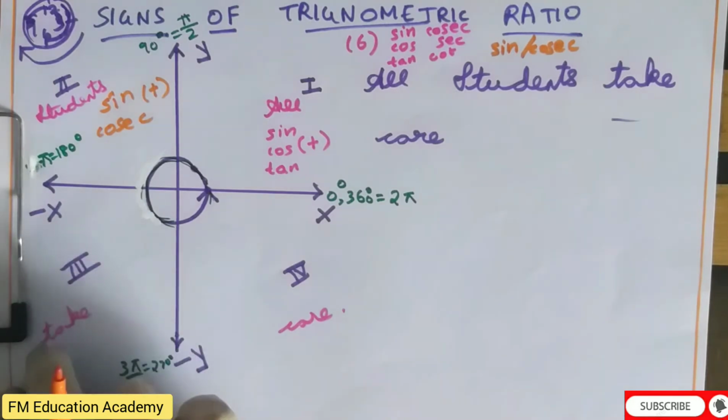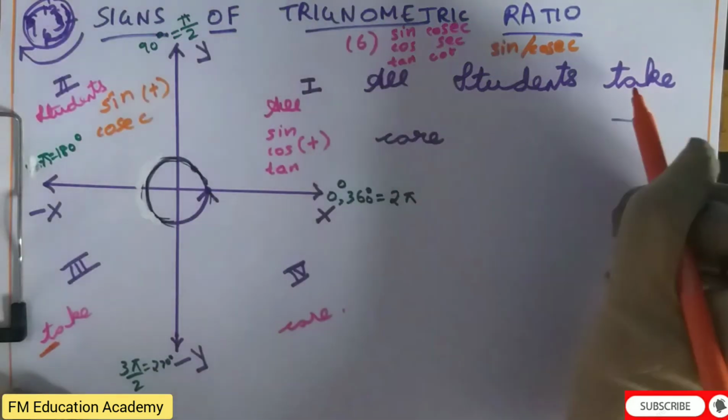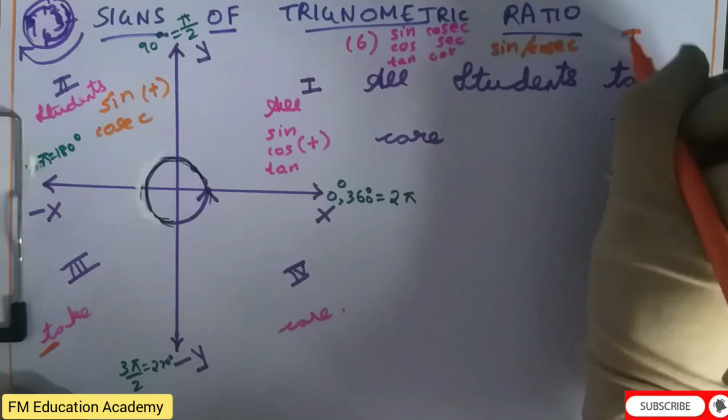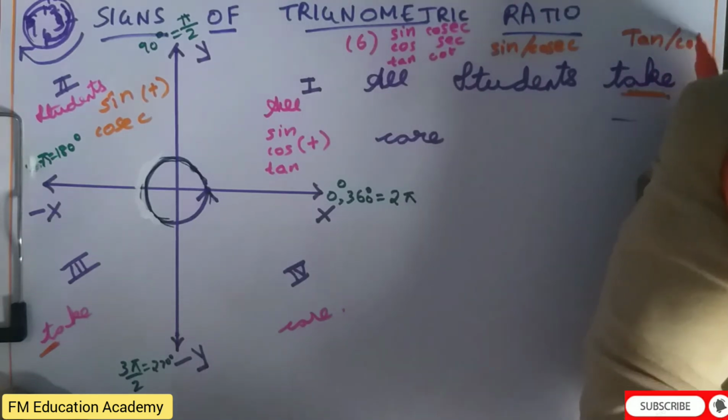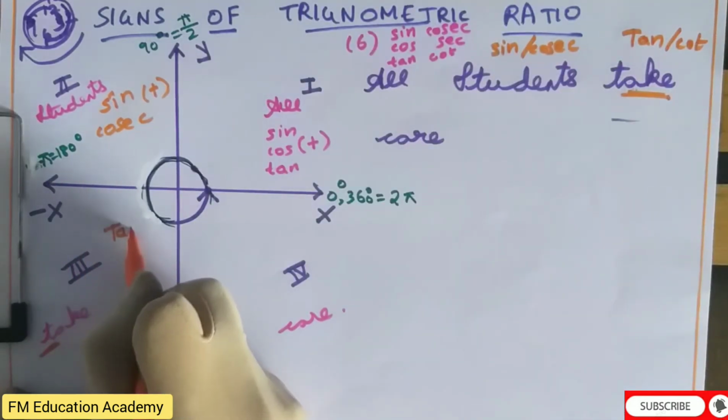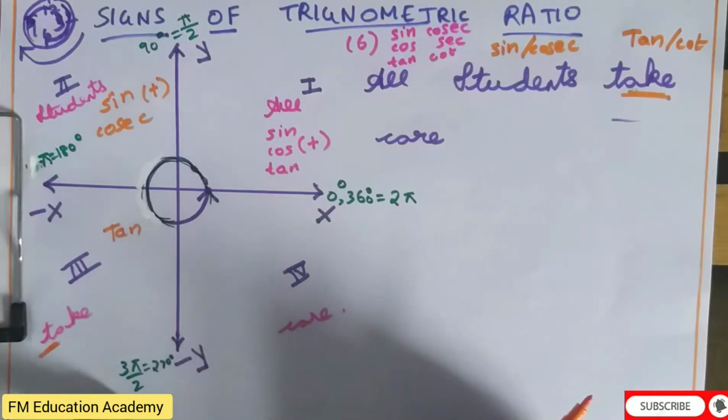What about the third quadrant? Take. Take means tan. So tan, and what is the inverse of tan? Cot. So tan and cot will be positive in the third quadrant, that is between 180 degree and 270 degree.